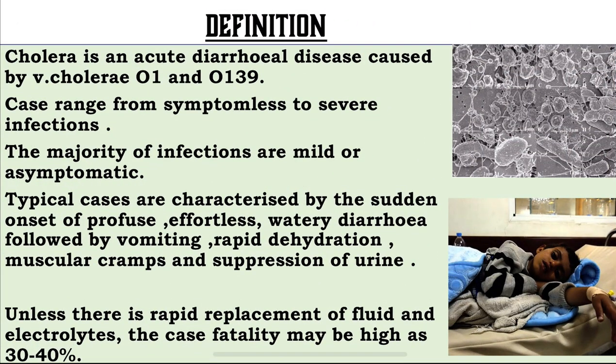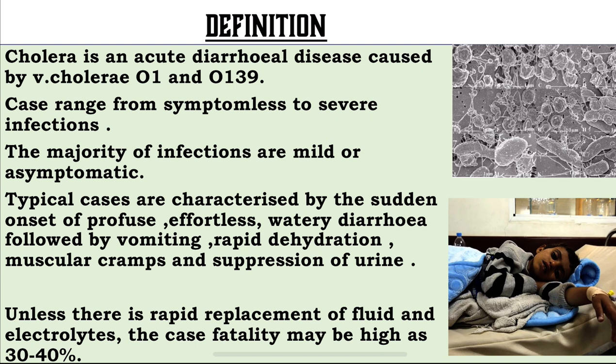Definition: cholera is an acute diarrheal disease. It is caused by Vibrio cholerae O1 and O139. As I said, cholera is caused by both the O1 and O139 serogroups. These serogroups produce the cholera toxin, which is the primary cause of cholera. The cases range from symptomless to severe infections. You see, in cases of cholera, it can either be a symptomless disease or a very severe infection.